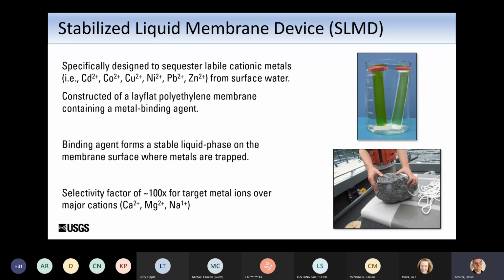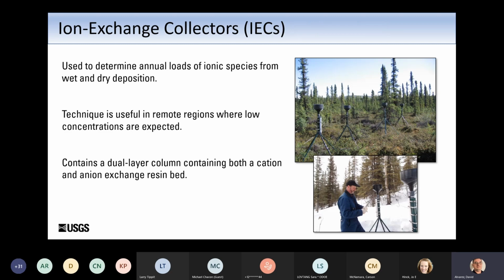But the difference is this sampler has a metal binding agent in it that forms a liquid phase on the surface of the membrane. So when metals interact with that liquid phase, they become trapped. This phase is stable, allowing the samplers to be deployed for several weeks and then stored for several months before processing analysis. At that point, it's a very simple acid extraction, and then they're ready for analysis by common methods.